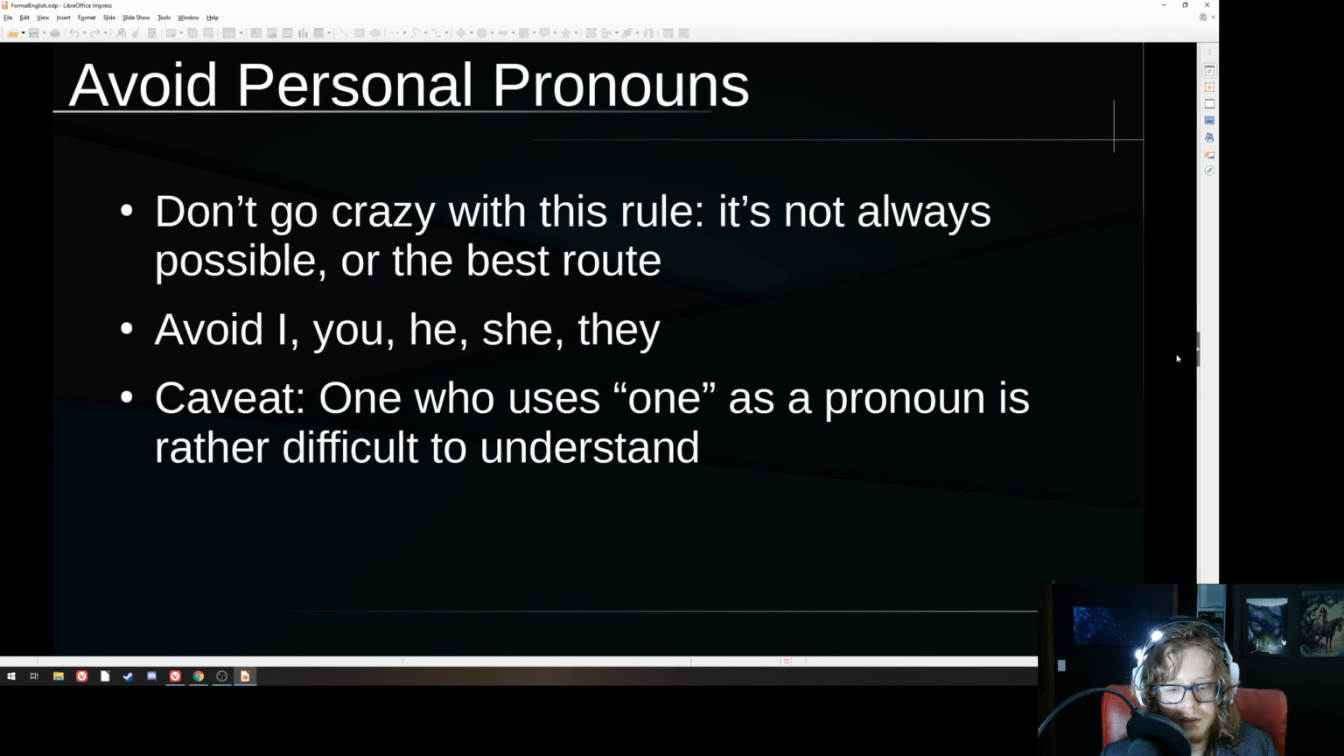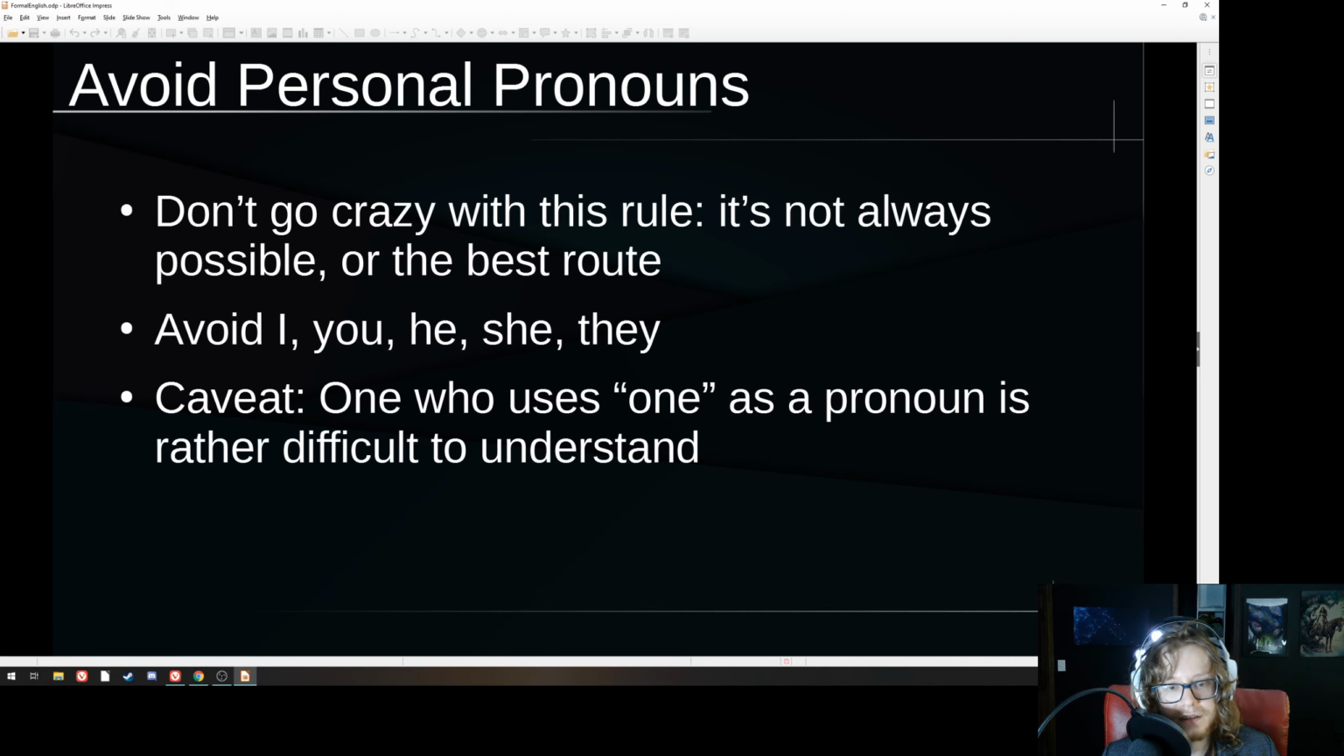A lot of people will tell you to avoid personal pronouns, and you should, but don't go crazy with this rule, because it's not always possible and it's not always the best route, and it gets really crazy if you try to flip your language around and turn everything just to avoid using these few key words. Okay, you should avoid using I, you, he, she, they when possible, but don't go insane with it and avoid them to such an extent that everything that you write becomes incredibly confusing. Notice how if I had finished that phrase without using you, it would have sounded really weird, and I don't even know how I would have done it.